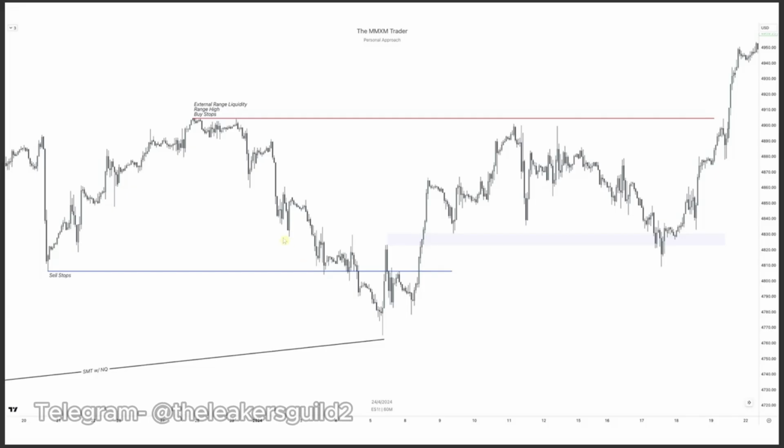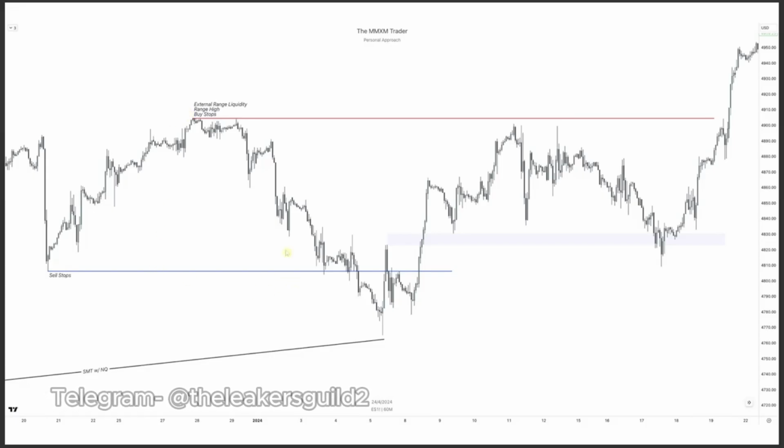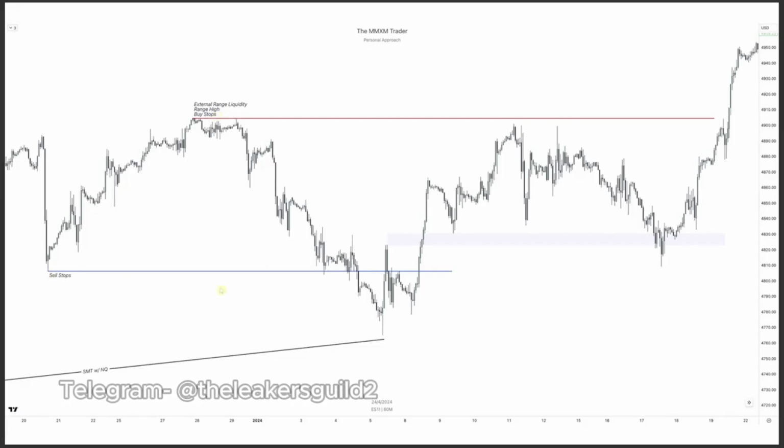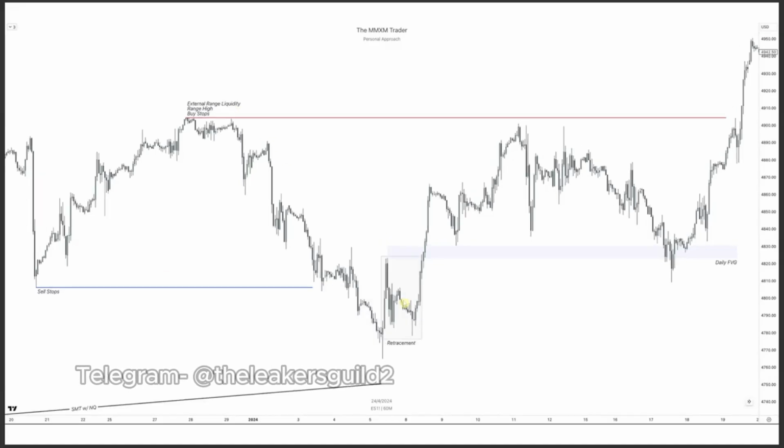So first of all, what happens in this whole narrative? We are aiming for the external range liquidity up here, but we want to pair up sell stops before we go to those buy stops, right? So over here, we take out this old low, which means we are accumulating those sell stops to pair them up with the buy stops above here. Where does the opportunity lie? Right in the retracement, just like we showed on the daily chart earlier.